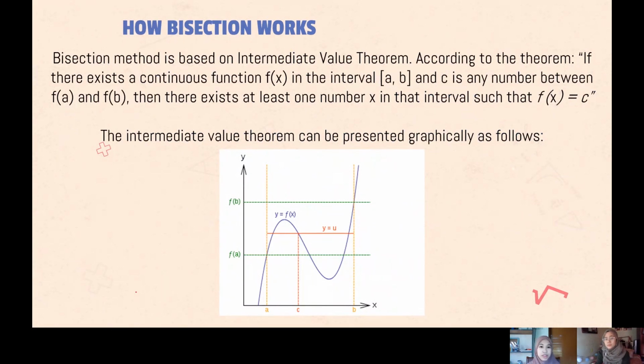This is how it works. Bisection method is based on the intermediate value theorem. According to the theorem, if there exists a continuous function in the interval a and b, and c is any number between the function when we put a in the function and b in the function, then there exists at least one number x in the interval such that f(x) equals c. The intermediate value theorem can be represented graphically as follows.